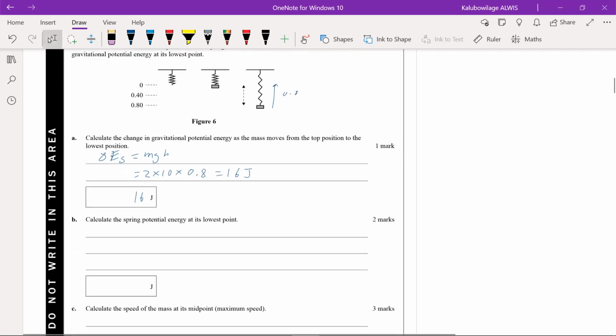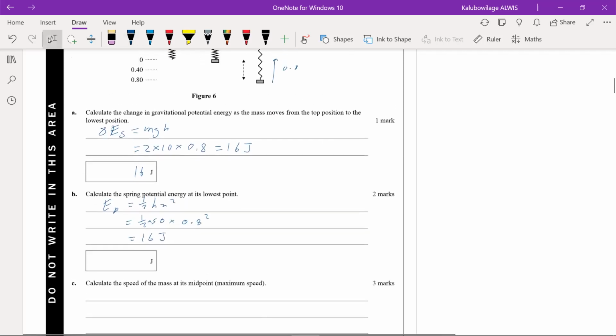Calculate the spring potential energy at its lowest point. Another simple question. It equals half kx squared. Half the spring constant is 50, times 0.8 squared. So again, you probably didn't know how to do that.